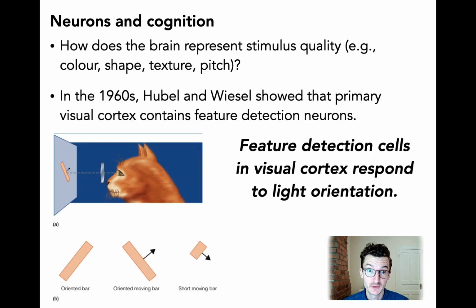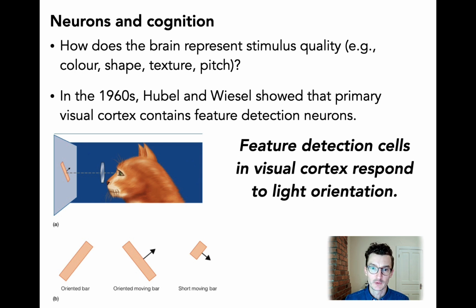The quality of stimuli, so its color, its shape, its texture, its pitch, is likely encoded by specialized cells that detect features of stimuli in our world. And so this has been extensively studied in the domain of visual perception. You may recall Hubel and Wiesel's famous experiment, which was discussed in Intro Psych, demonstrating that primary visual cortex has what we call feature detection cells.